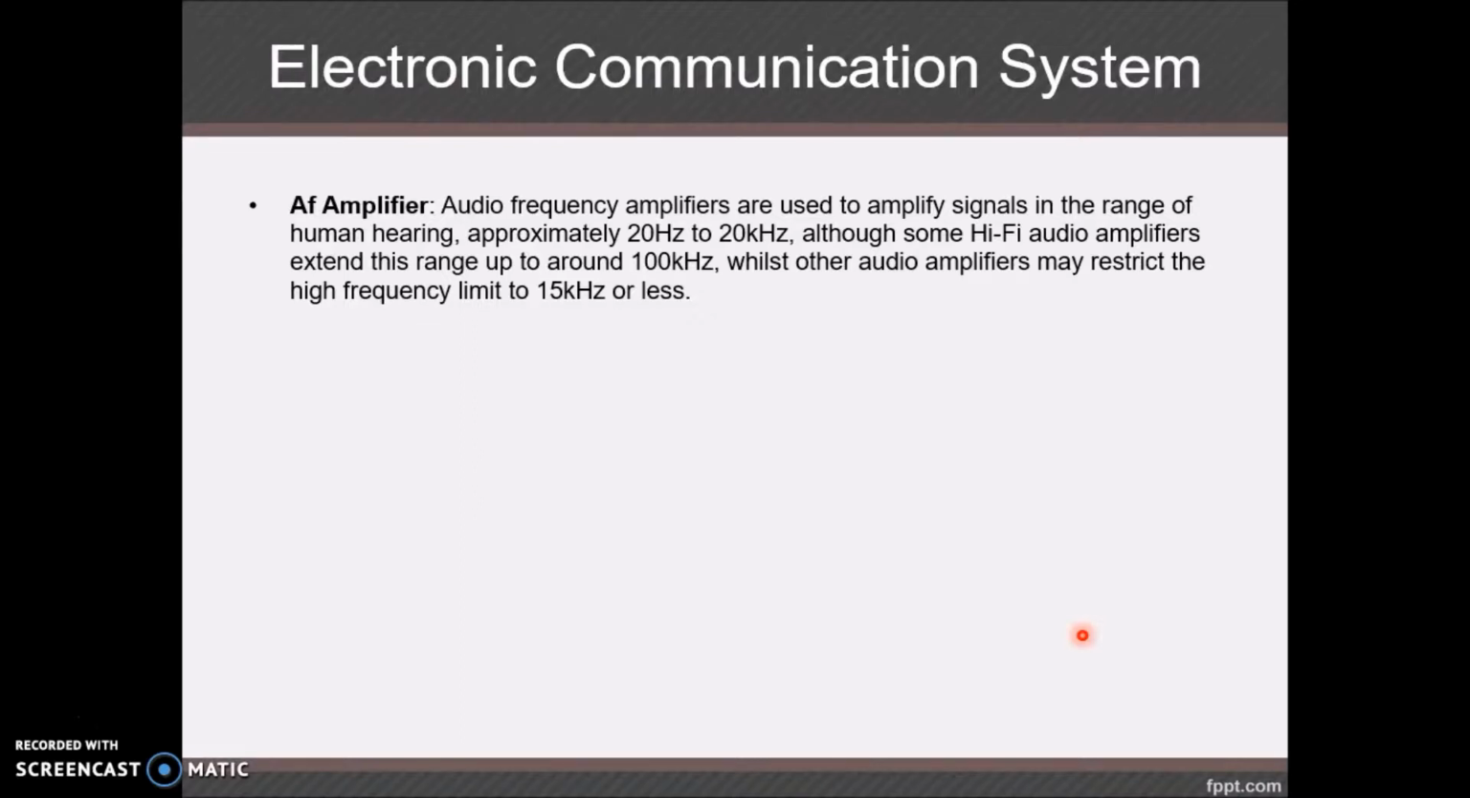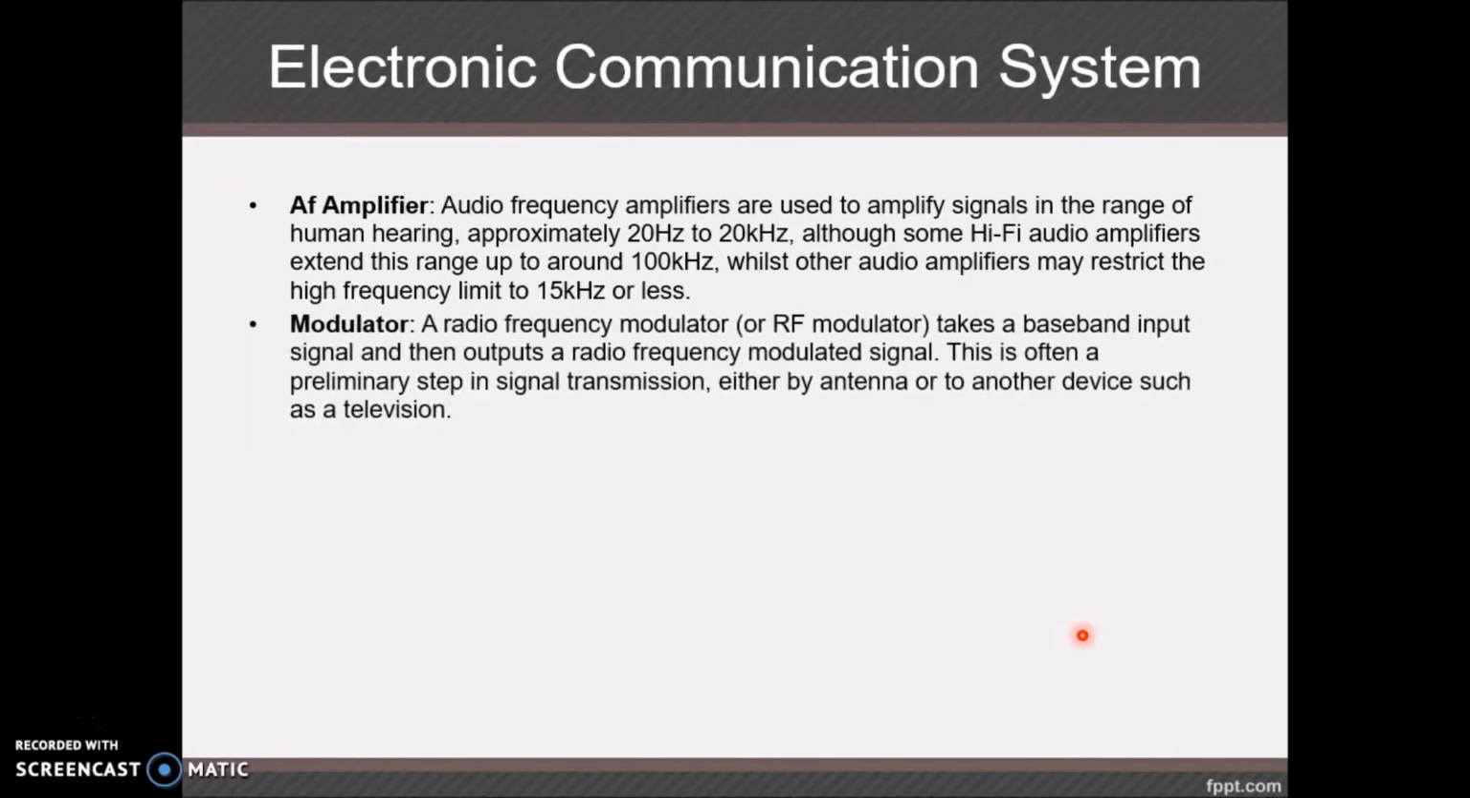The AF amplifier, or the audio frequency amplifiers, are used to amplify signals in the range of human hearing, which approximately ranges from 20 Hz to 20 kHz, although some hi-fi audio amplifiers nowadays extend this range up to around 100 kHz, while other audio amplifiers may restrict the high frequency limit to 15 kHz only or less.